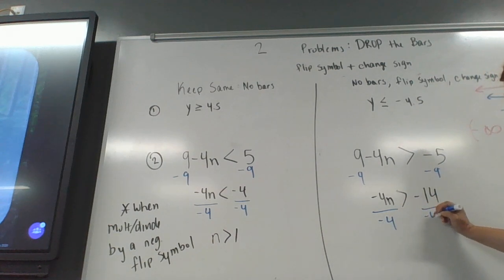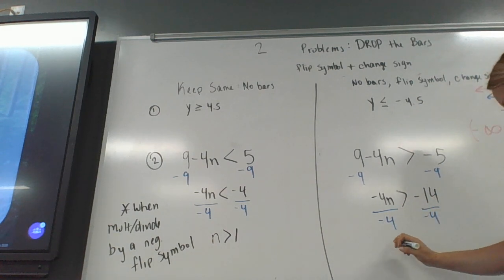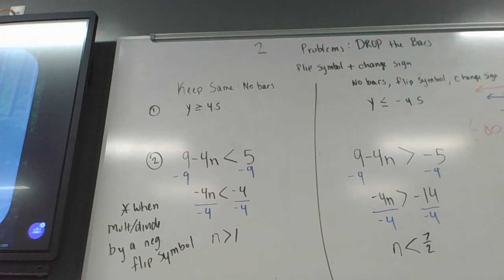Oh, flip my symbol again, divided by a negative. N is less than 7 over 2. The rule is if you have to graph something, you're allowed to write it in decimal form. So since we're putting this on a number line, if you want to turn this to 3.5, you can.